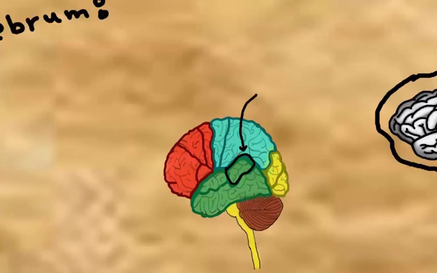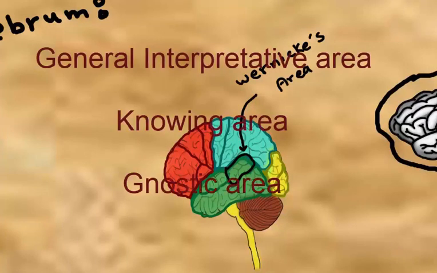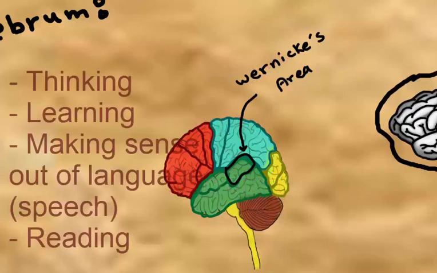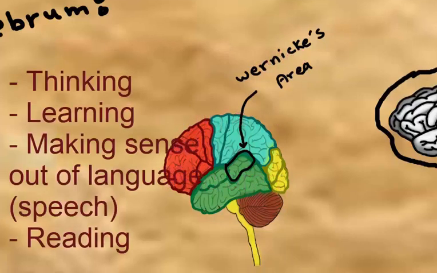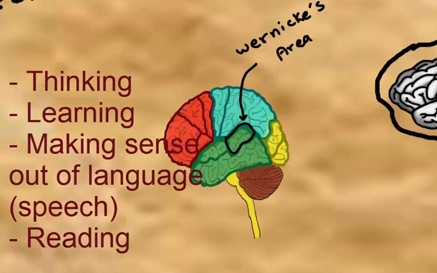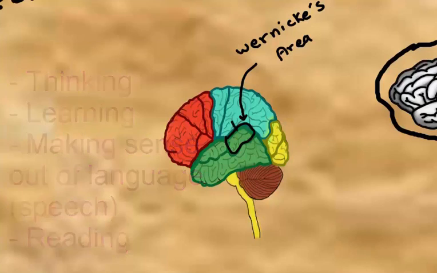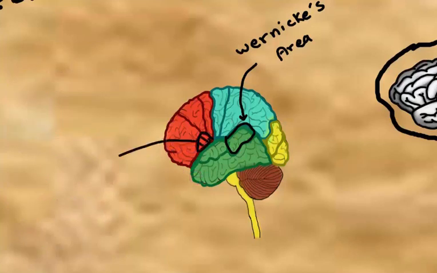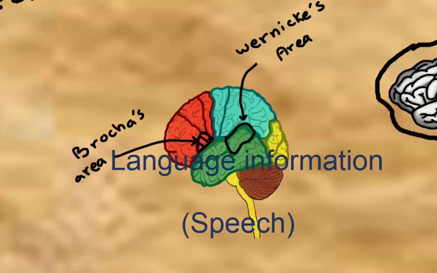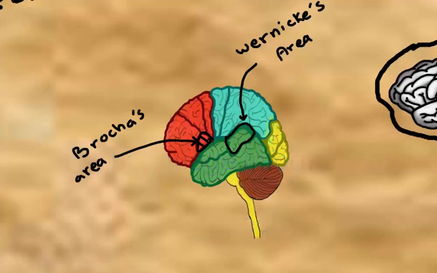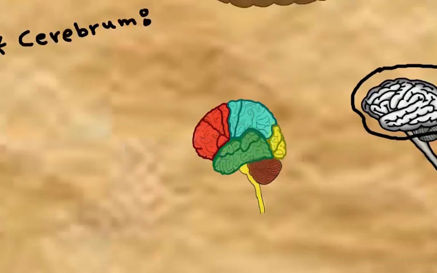Also on the temporal lobe, we have an area called the Wernicke area. Other names for the Wernicke area: general interpretative area, or the knowing area, or the gnostic area. The function of this area has something to do with thinking, learning, and making sense out of language, which helps in speech and communication, and reading. Another area that is important for speech is the Broca's area. And this area is for language information, in other words, for speech. Those two areas are essential for communication and speech.